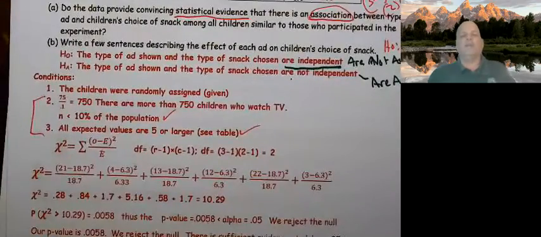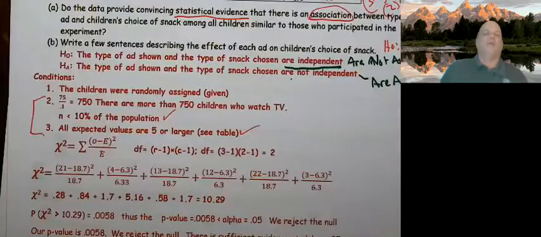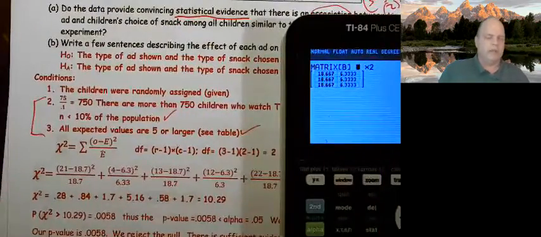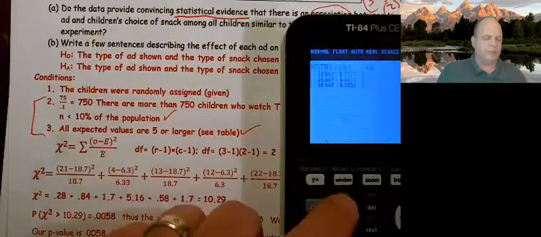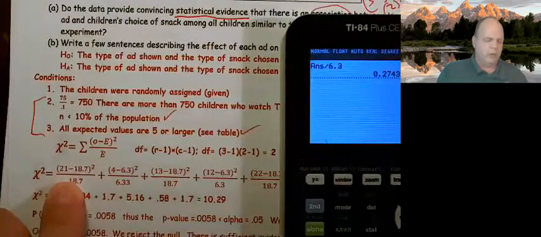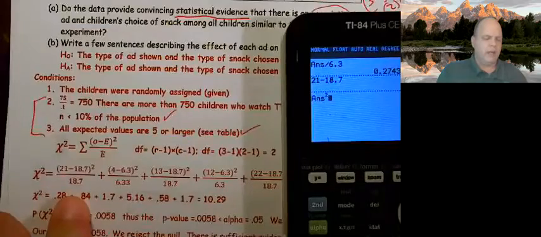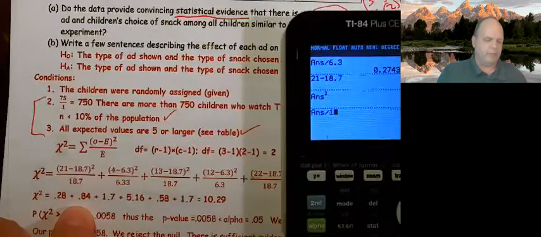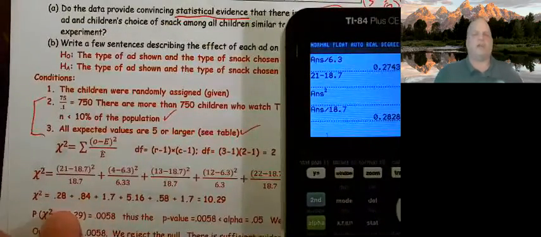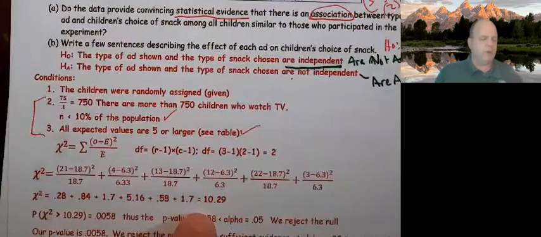Now, I went ahead and calculated the contributions. For goodness of fit, the calculator will calculate contributions for you automatically, but not for test of independence. So how did I do that? I took 21 minus 18.7, I got some value and I squared it. And then I divided it by 18.7. So I know this one had a contribution of 0.28. Okay, we were off by a little bit. It wasn't perfect. And so they all added up to the 10.29.